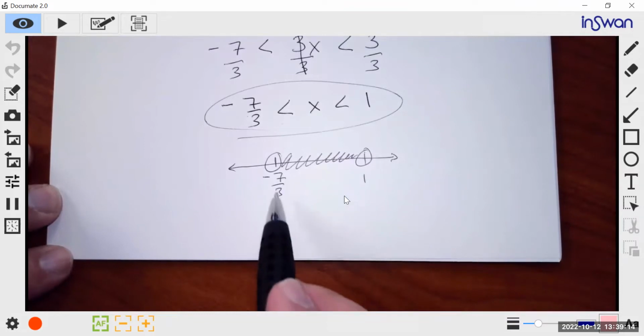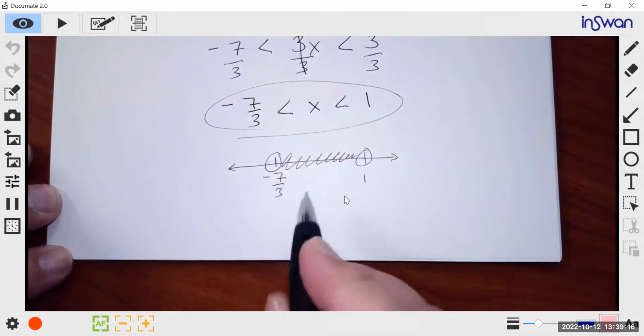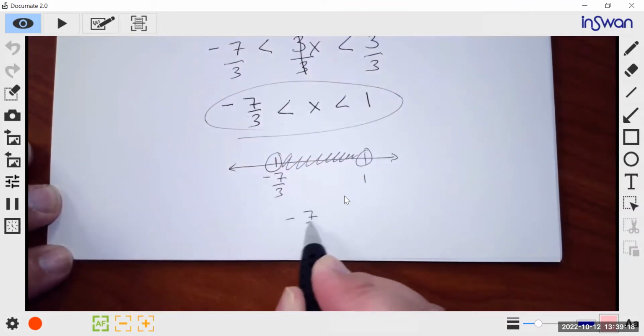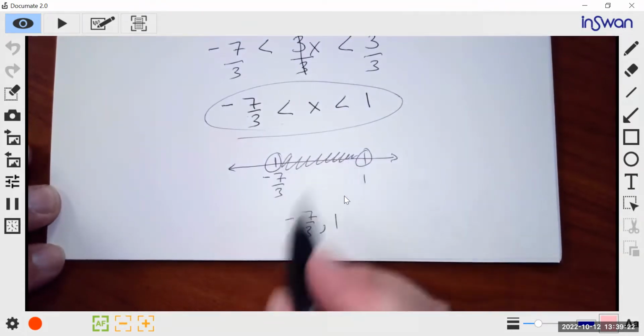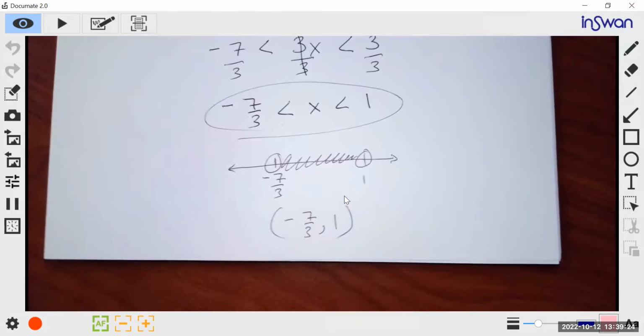Interval notation looks at your graph and sees the endpoints. So we have negative 7 over 3, comma 1. And since they're open, that means they're both parentheses.